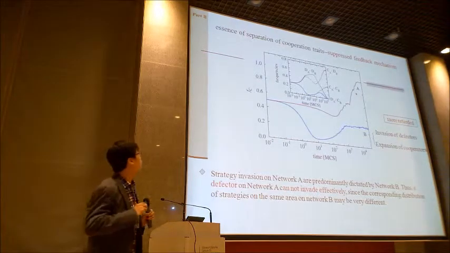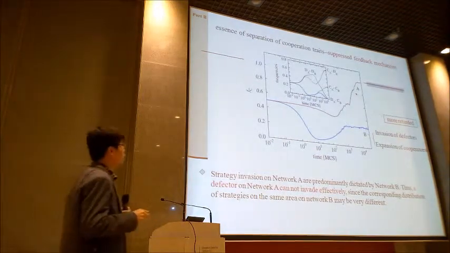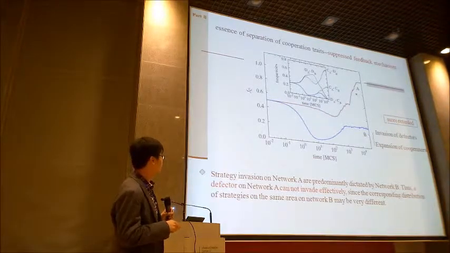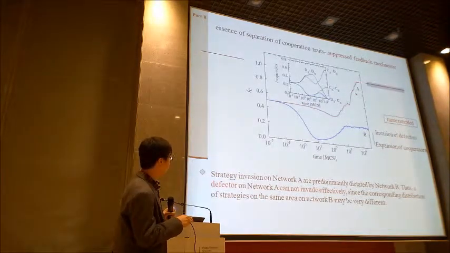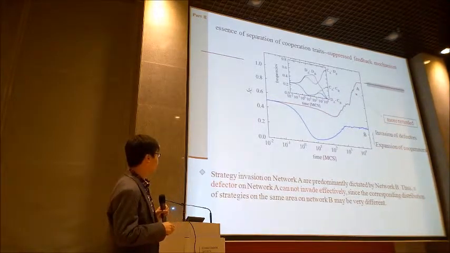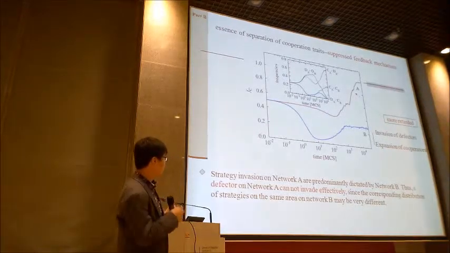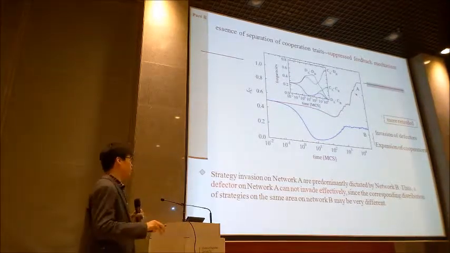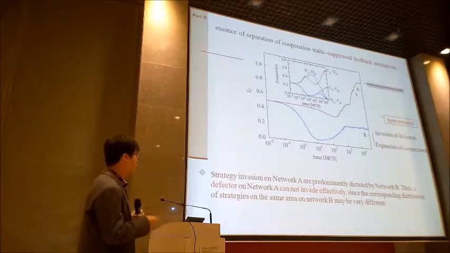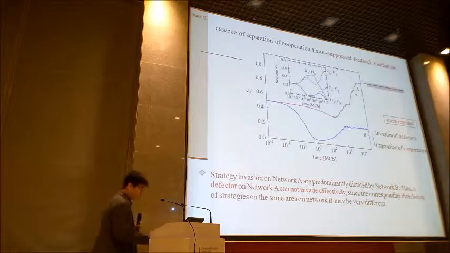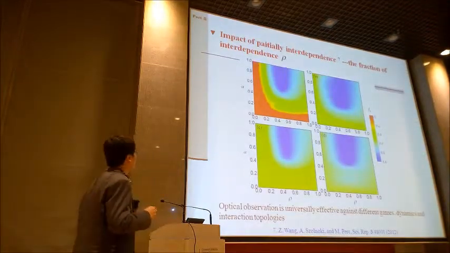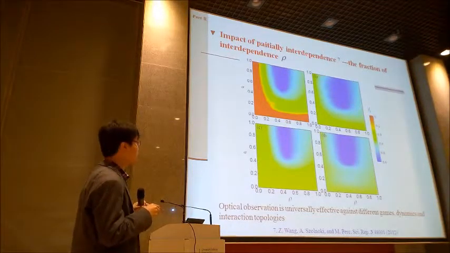Well, this separation of cooperation, we can attribute to the feedback mechanism. This shows the time cost for the feedback mechanism. This red line denotes the evolution of the slave network. From this, we can see the defection cannot spread effectively because its utility is mainly dominated by the master network. Of course, finally, we also briefly show the result for the impact of partial interdependence.